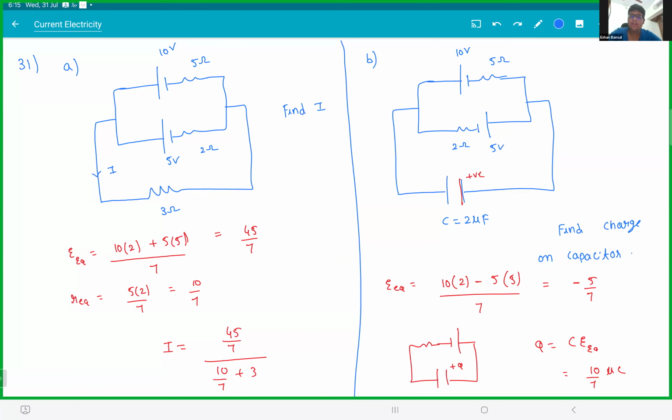Sir, in part B, at steady state, the capacitor will break the circuit. Now they should be in series only. So what is in series? The batteries and the resistors. What are we trying to do exactly, sir? We are trying to find the charge on the capacitor, we are trying to see what this is doing to this.